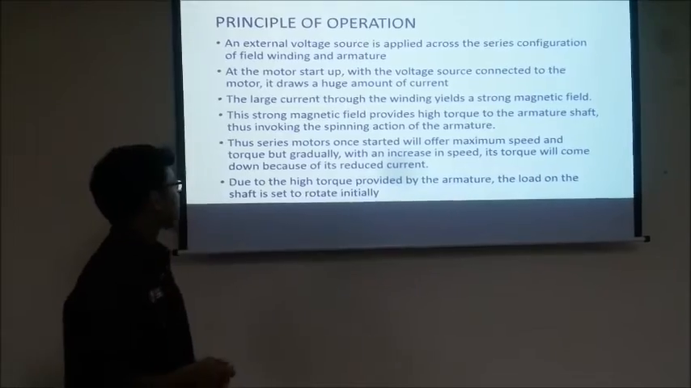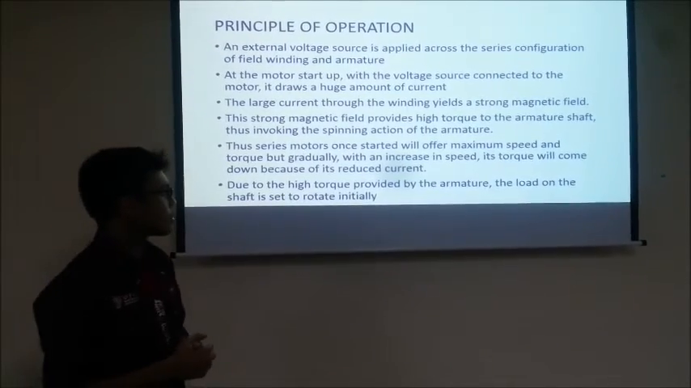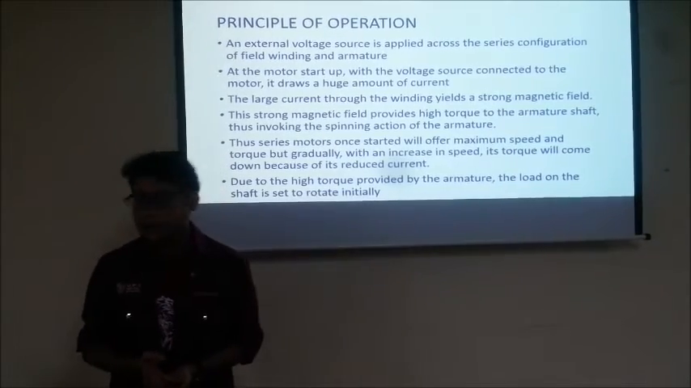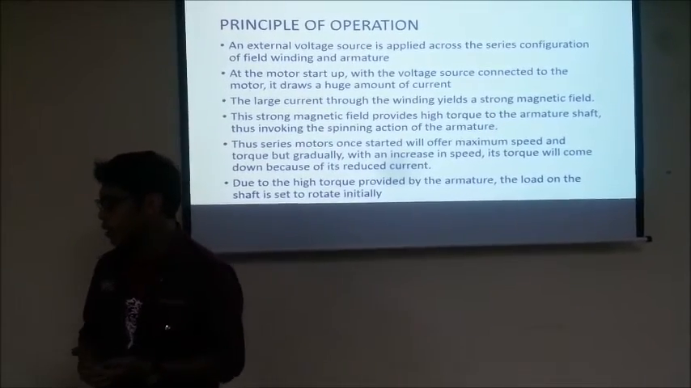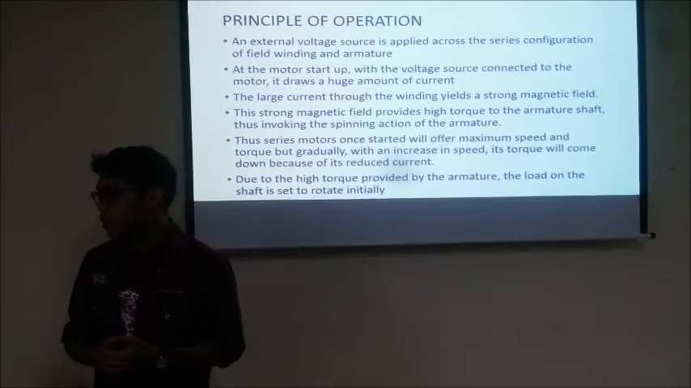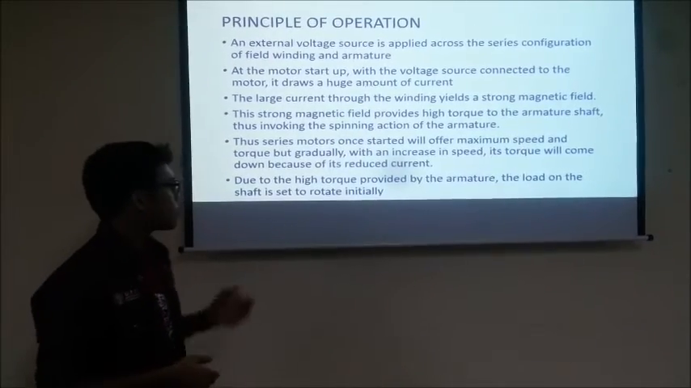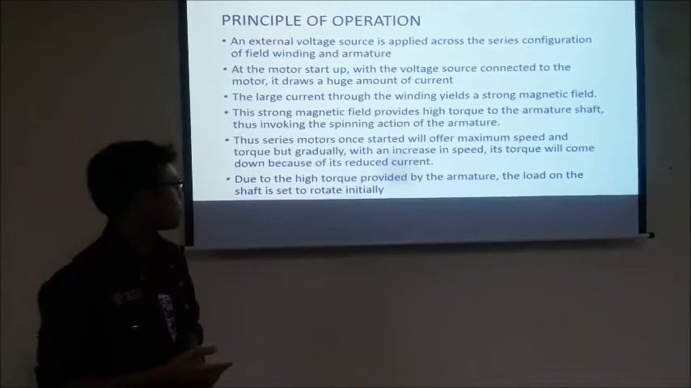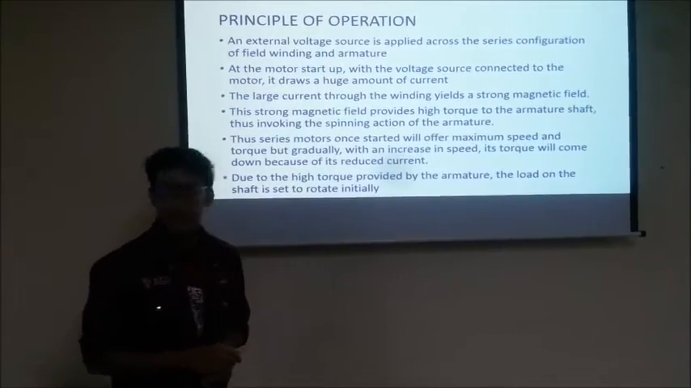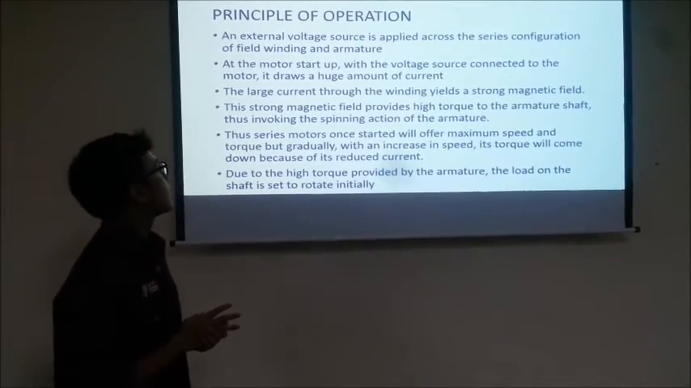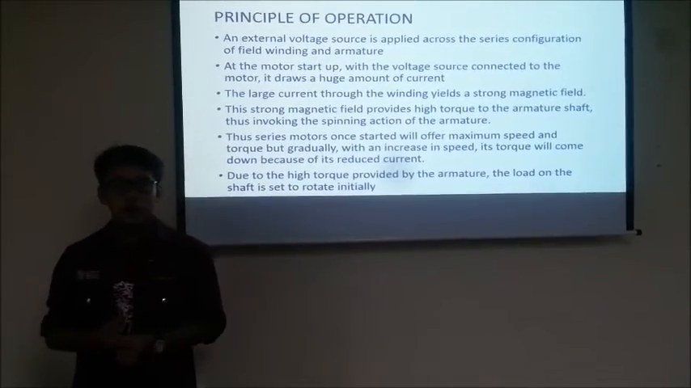Thus, the series motor, when it starts, offers maximum torque, but gradually increases in speed. Its torque will come down, thus reducing its current. Due to the high torque provided to the armature, the load on the shaft is set to rotate initially. So this is the principle of operation of the DC series motor.